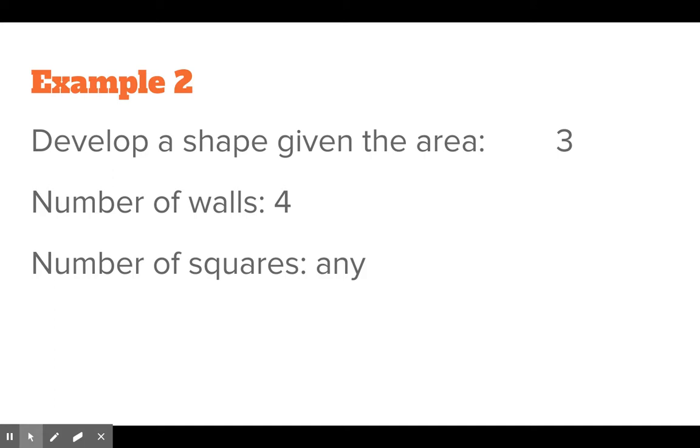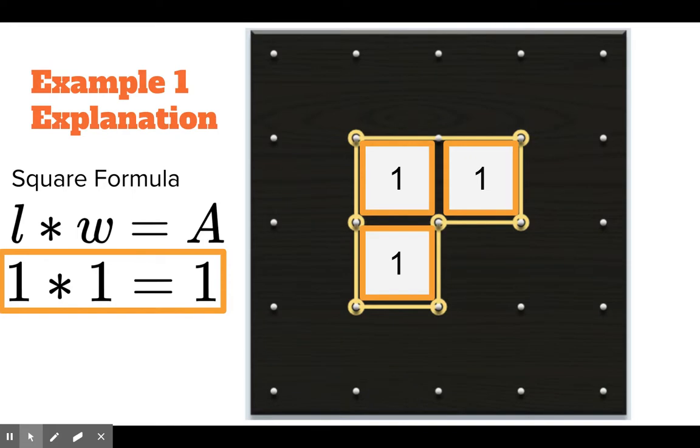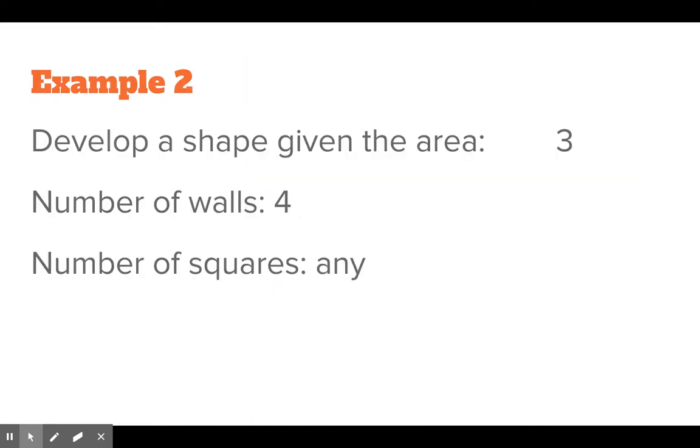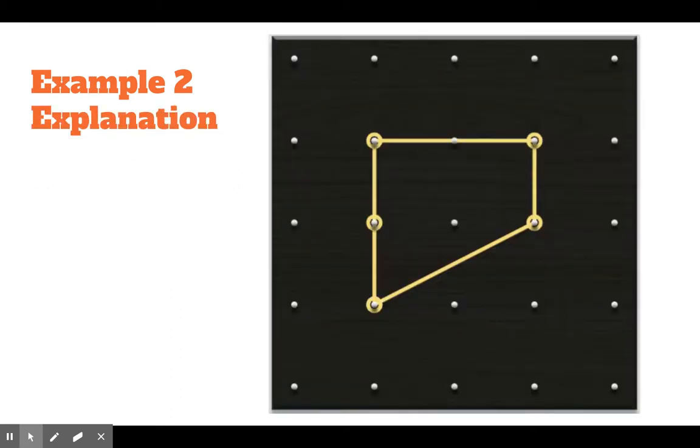Example number 2, we're going to develop a shape given the area. Again, we're using that same area 3. The number of walls that we're using on this one though is 4. On the last one, we actually used 1, 2, 3, 4, 5, 6 walls. On this one, we're only allowed to use 4. So this one's going to take a little bit of thinking, a little bit of playing around with it, but I ended up getting something that looked like this. Yes, it has 4 walls, but how do we know it actually has an area of 3?